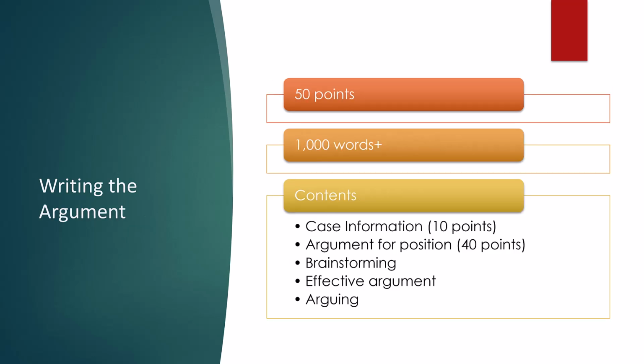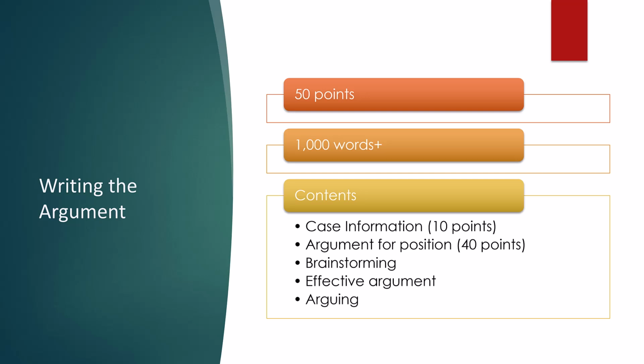The argument section is worth 50 points, so it's the biggest chunk of the paper. It should be about 1,000 words plus. I don't grade by word count, but you have to have a certain amount of words to do all the stuff that's needed. The first part will be the case information, where you let the reader know enough about the case so they know what's going on. And that's worth 10 points, so it should be appropriate length.